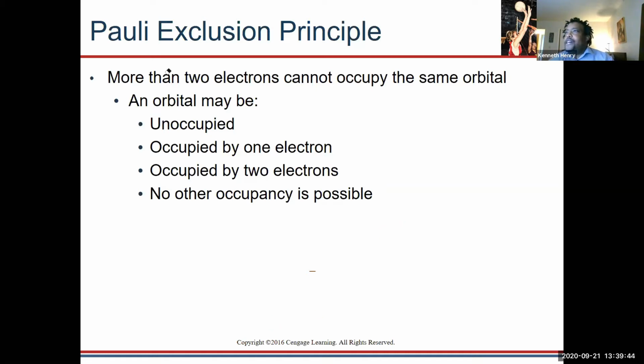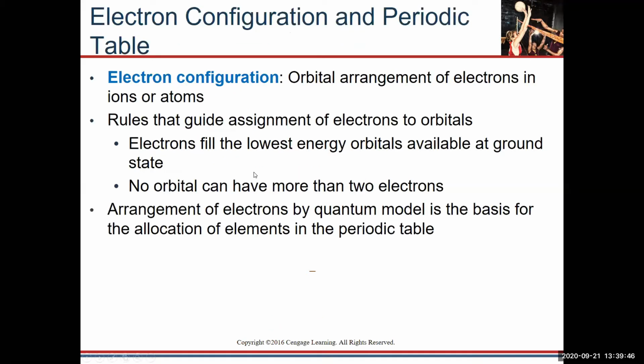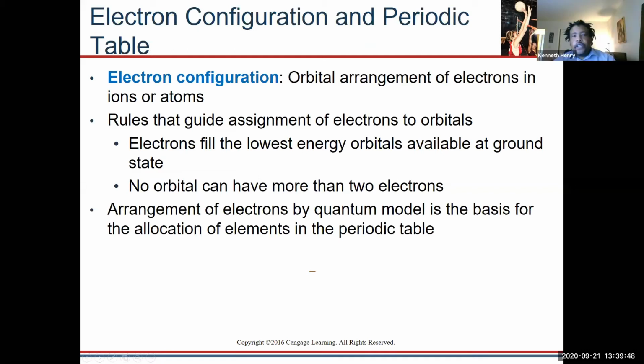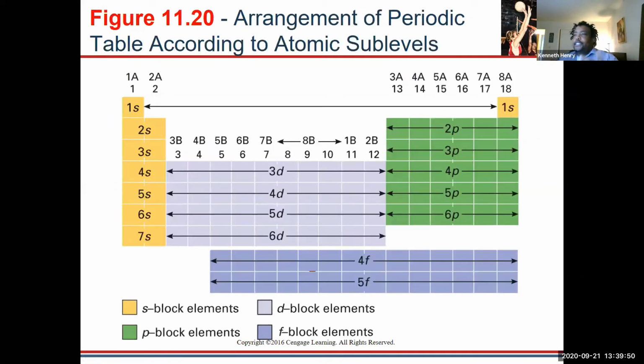Okay, so let's move on. We've already talked about electron configuration, and this is just a little map of everything that we talked about in terms of the order. You see the 3D down here, and the 4D, 5D, 6D, and then the F subshell, okay?